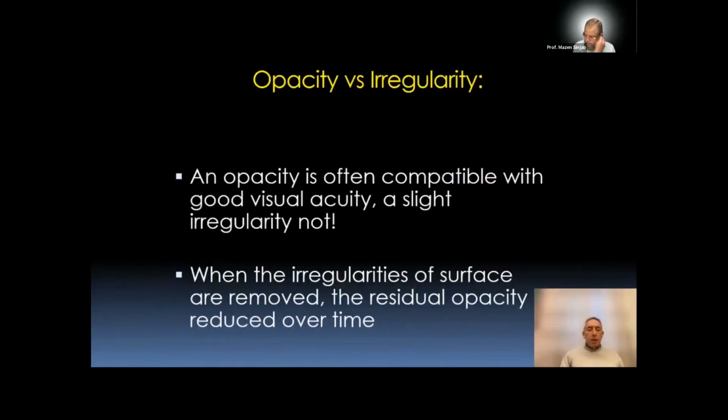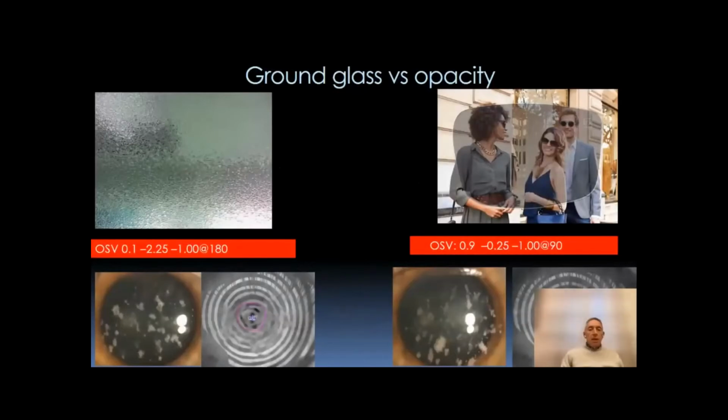Opacity versus irregularity: opacity is often compatible with a good visual acuity. A slight irregularity is not. When the irregularities on the surface are removed, the residual opacity is reduced over time. Let's see an example. A ground glass is completely transparent, but you cannot see anything. With sunglasses it is not transparent, but you can see a sharp view.